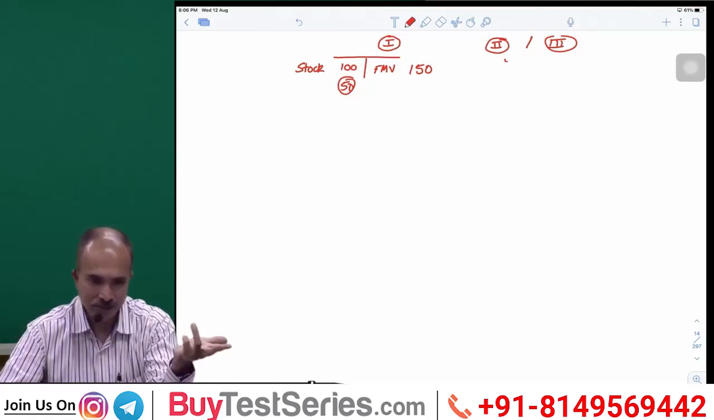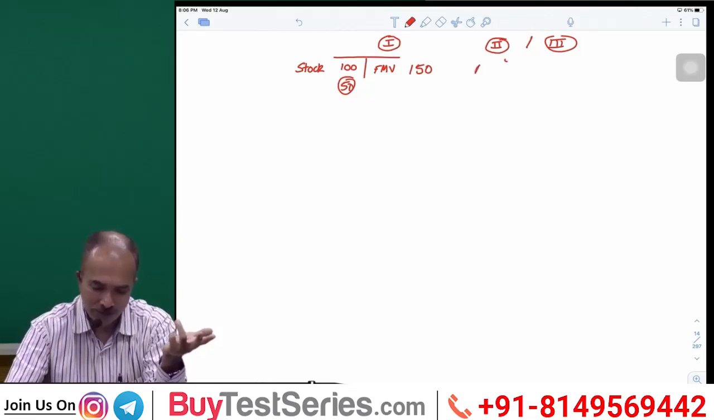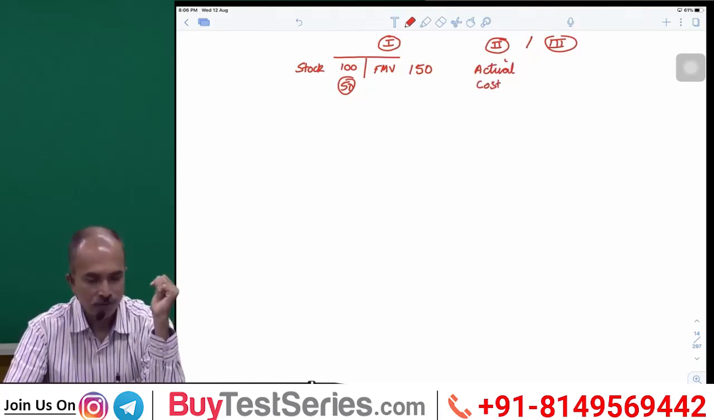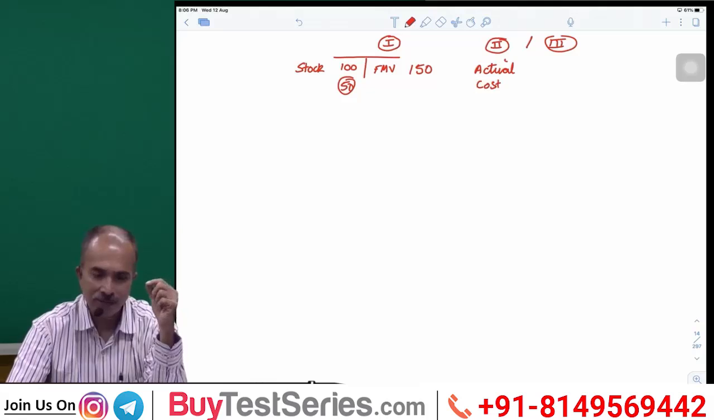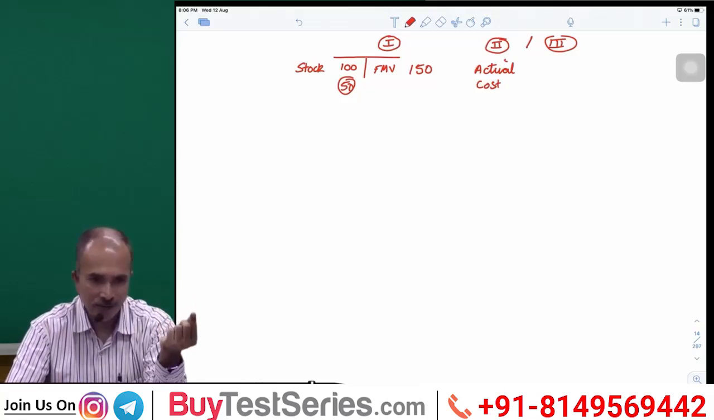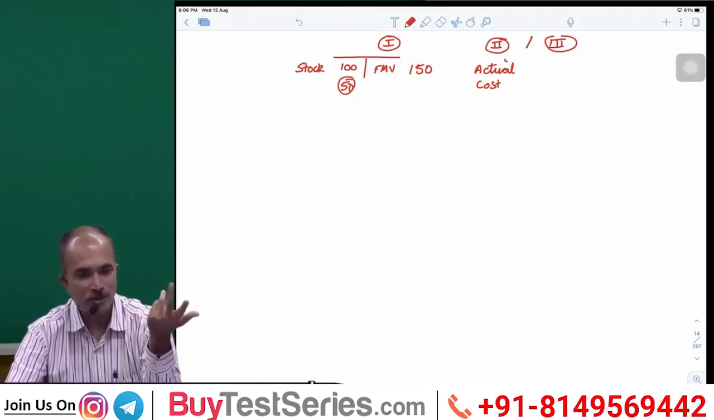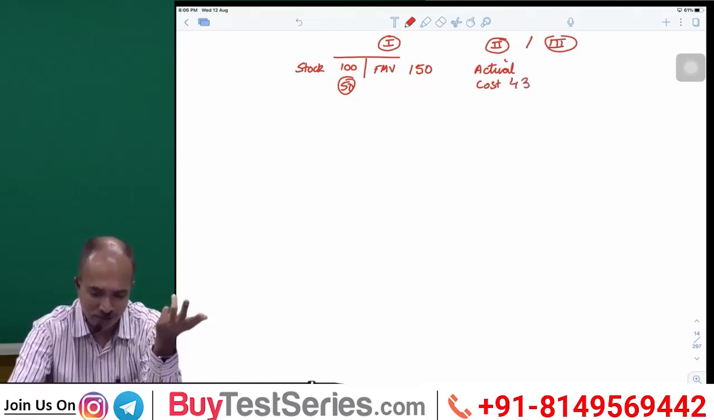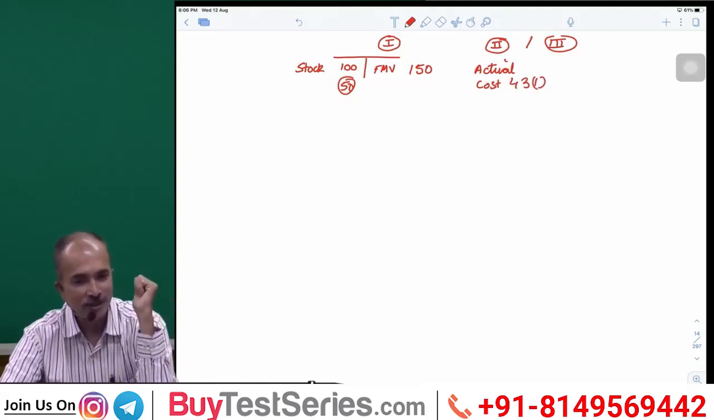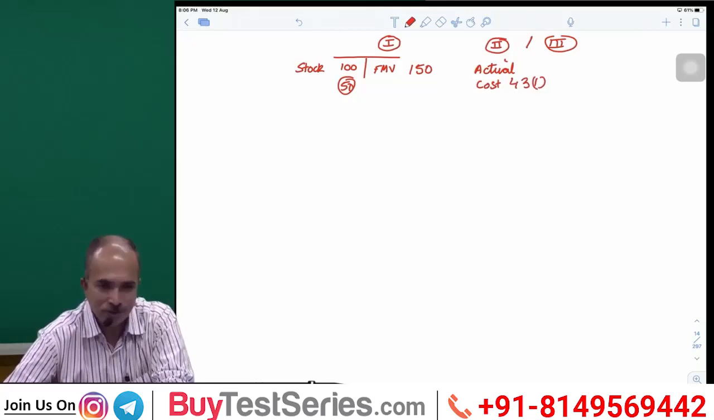Logical, 100% logical. So for depreciation, what will be the actual cost? Because I have really spent only 100, I converted it into 150. If I go to the definition of actual cost, section 43(1), it says actual cost spent, and actual cost is 100. But I have paid tax on 50.